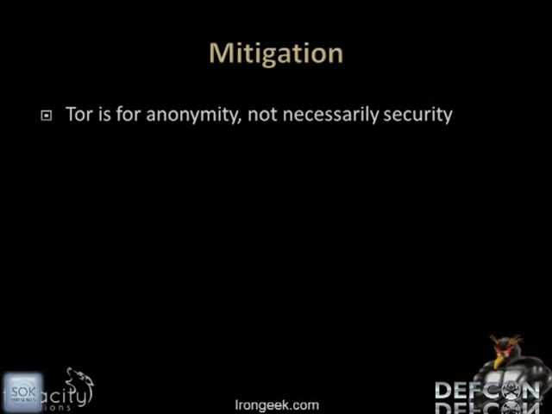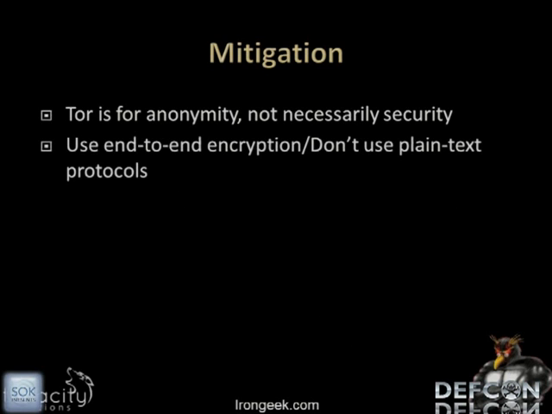Okay, keep in mind, mitigation-wise, Tor is for anonymity, not necessarily security, and it's only as secure as the protocols you're running on top of it. Use end-to-end encryption. Don't use plaintext protocols, and if you do use plaintext protocols, expect that other people might be able to see them. But sometimes that's fine. You just want to visit a web page without other people knowing you're visiting it. You don't care if they see that someone accessed this web page.